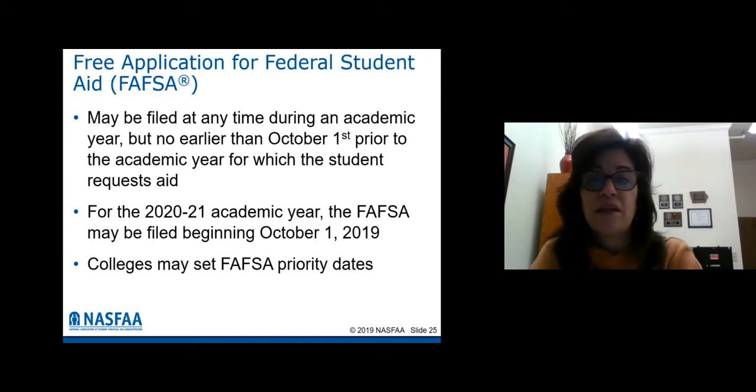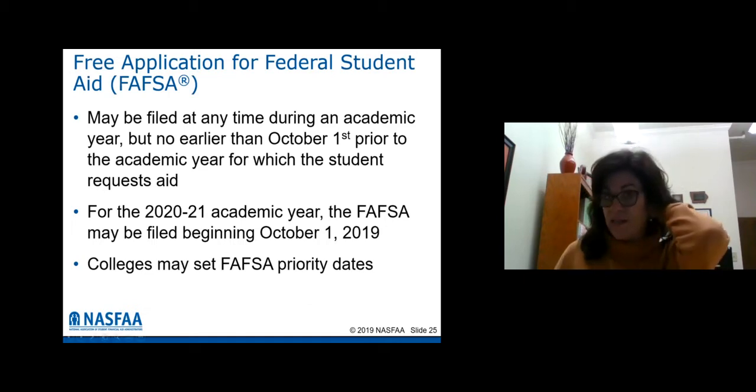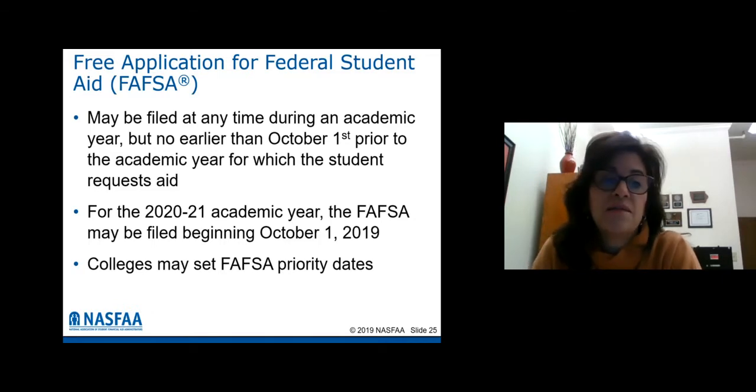Again, you can fill it out anytime after October 1st, so you're ready now. You're gonna be using the 2019 federal tax information, and different colleges might have different dates on that FAFSA, okay? Priority dates. So make sure that if you're narrowing it down, you know what those colleges and universities that you've narrowed down to, what their priority deadlines are.